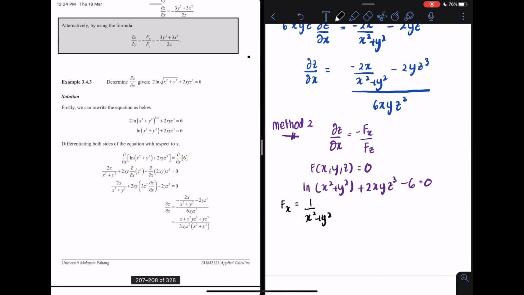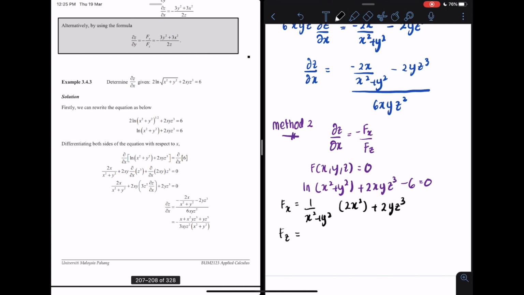Differentiate x squared plus y squared with respect to variable x. You will treat y as a constant. Again, you will get 2x. Okay, in the second term, you will treat y and z as a constant. Then you will get plus 2yz cubed, and differentiate 6 with respect to x, you will always get 0. Then determine what is fz.